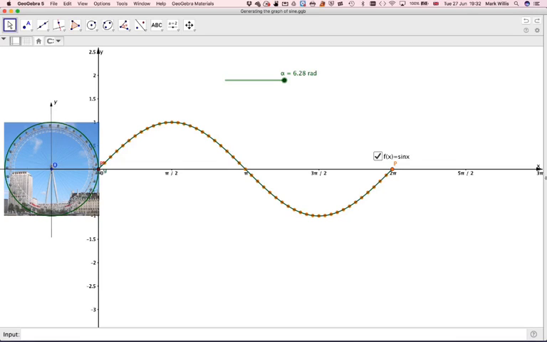So this has been a video to show you how to generate the sine graph from a unit circle. I hope you've understood, and I thank you very much for watching. I will attach the GeoGebra applet to this video.